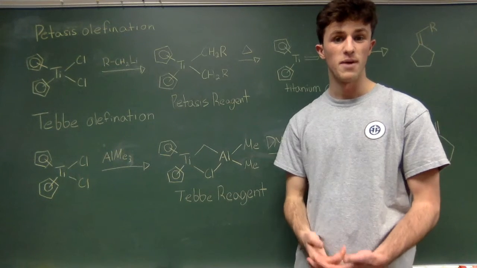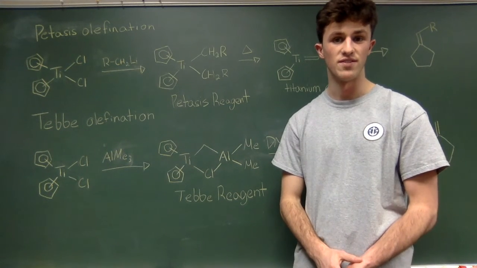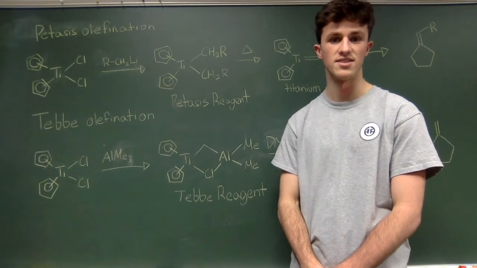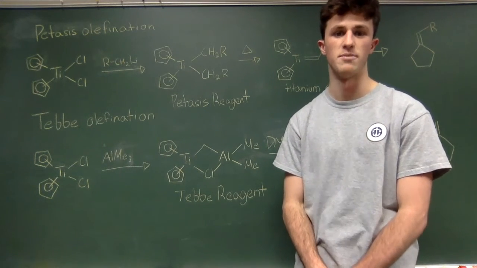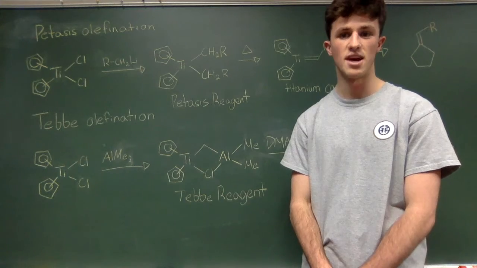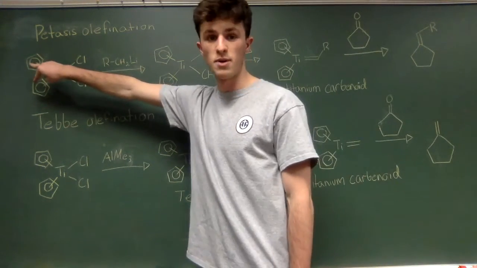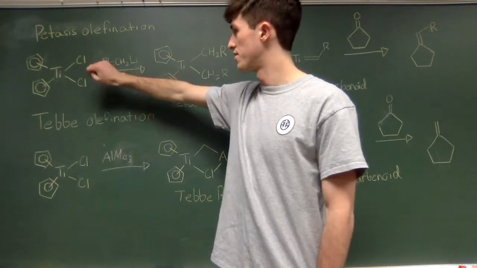Today I'm going to be going over the Petasis olefination and the Tebbe olefination. The Petasis and Tebbe olefination reactions are commonly used in organic syntheses for the methylenation of carbonyl compounds. Both the Petasis and Tebbe reagents can be made from a titanium metal complex with 2 cyclopentadienyls and 2 chlorines.